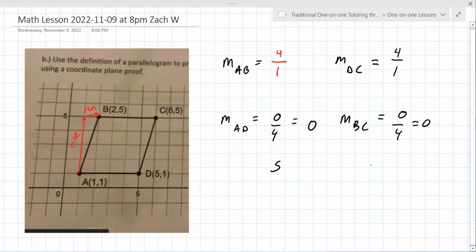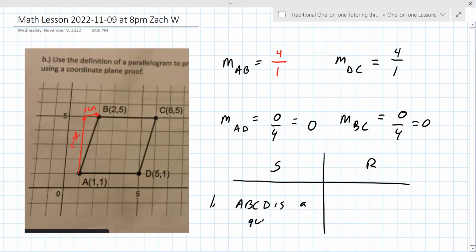So now we can do a statement, reason, proof. This one's not that long. You're given A, B, C, D is a quadrilateral. It's a quadrilateral, and that's given.